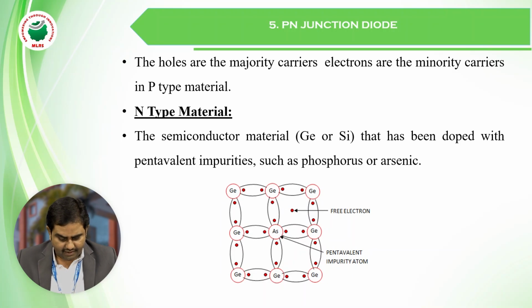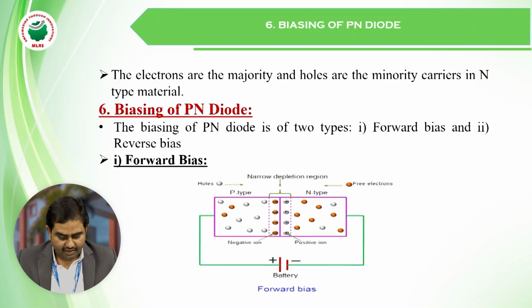Coming to the N-type material, here also a semiconductor material like germanium or silicon is doped with pentavalent impurities such as phosphorus or arsenic. Doping means nothing but adding impurities. If you observe this structure, by adding impurities, free electrons are formed, which will be helpful during conduction.